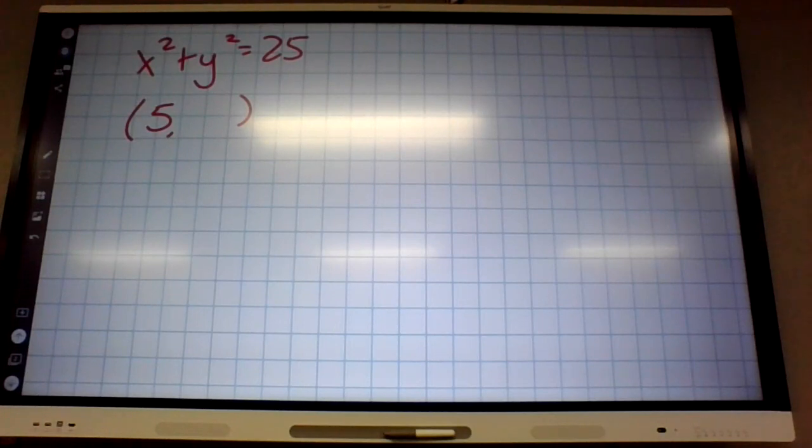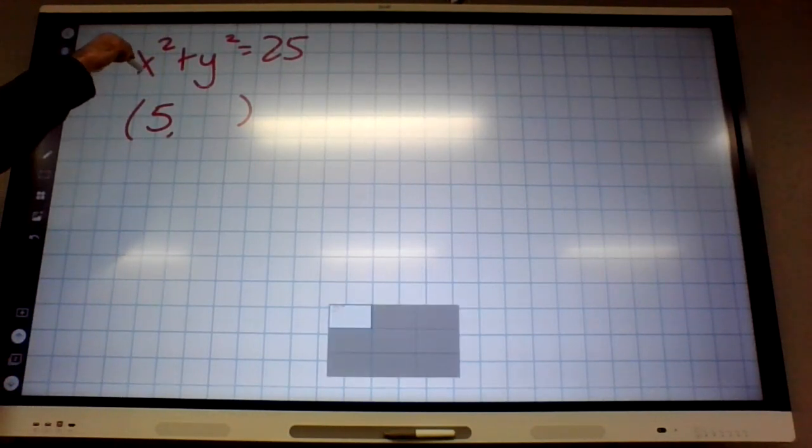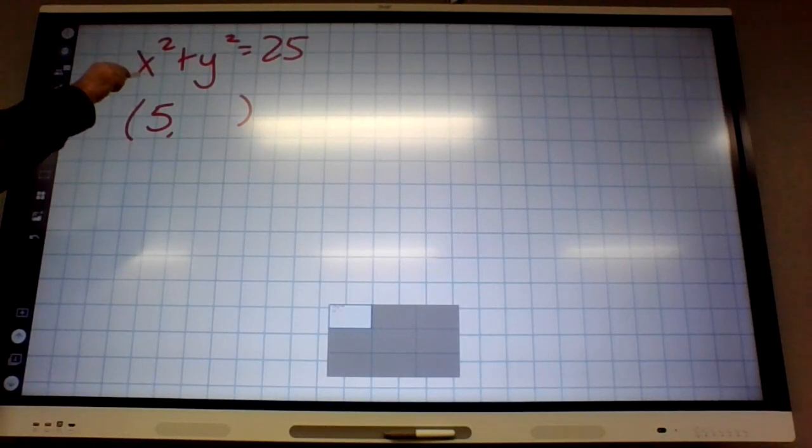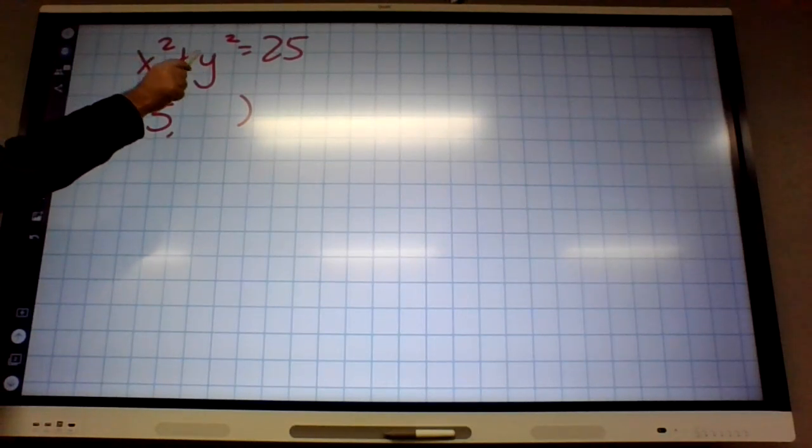Okay, if x is 5, what would this be? 25. So y would have to be zero.